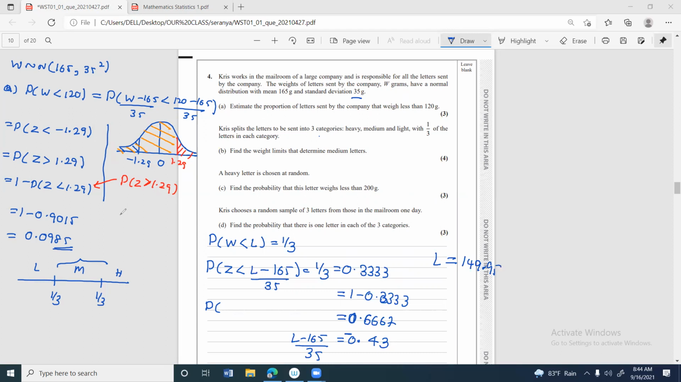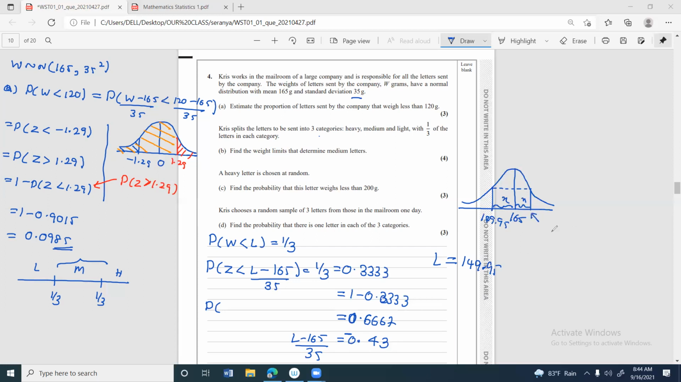Now for the upper limit, again we could find the probability of W greater than L equal to 1/3. It's kind of long, but you can understand that the normal distribution is a symmetrical shape. The midpoint is 165, and the lower one-third value is 149.95. Therefore, with symmetry, the same gap added from the mean to the top region gives you the heaviest boundary.